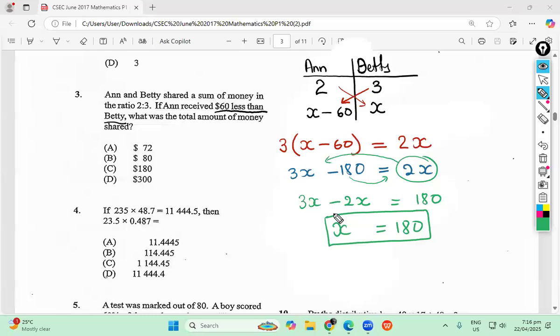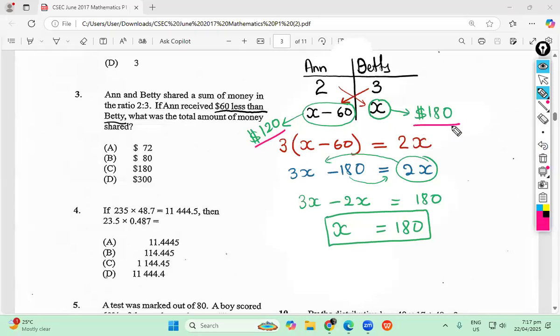But the question didn't ask for the value of X. They asked for the total amount of money in all. So that means Betty, X, is 180. So Betty got $180. And Anne got $60 less than Betty. 180 minus 60 is 120, right? How much money was there in the first place?